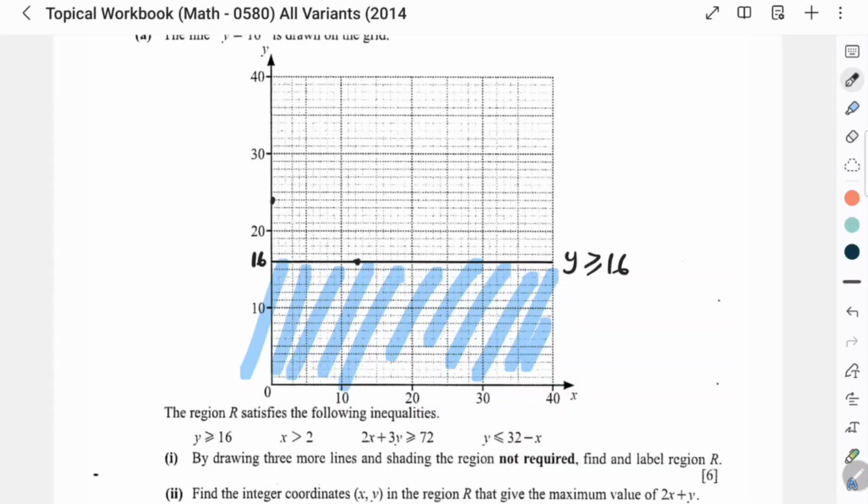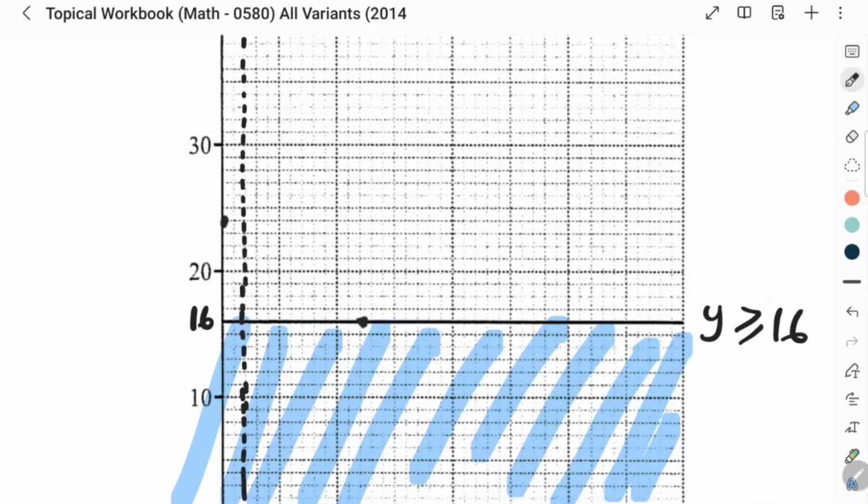Now the next one is x is greater than 2. We'll have to make a line at 2. So this is 1 and this is 2. Just draw the line x equals 2. I've made a dotted line because it was only greater than. So we'll shade the less than side.